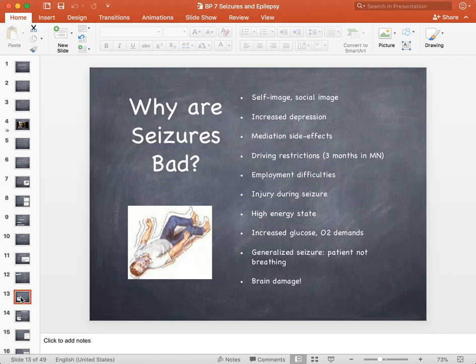That can be extremely damaging to their sense of self-worth, their ability to make money, their ability to live, really. If you have poorly controlled seizures in general, even if you're not driving all the time, you can still have employment difficulties, because it's hard to get through the day if you're seizing all the time.